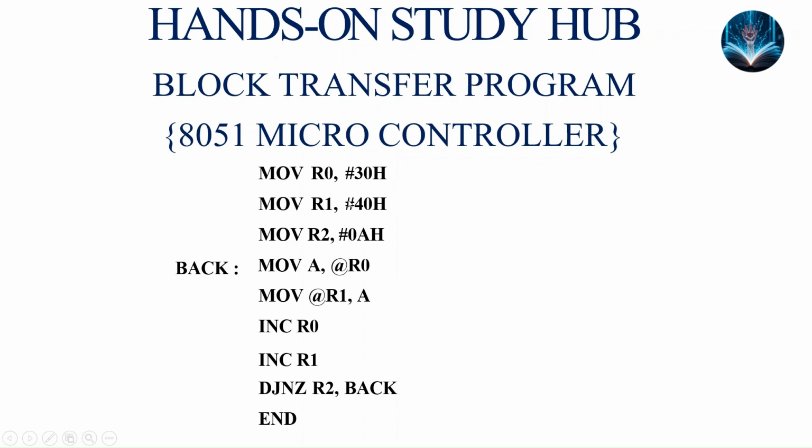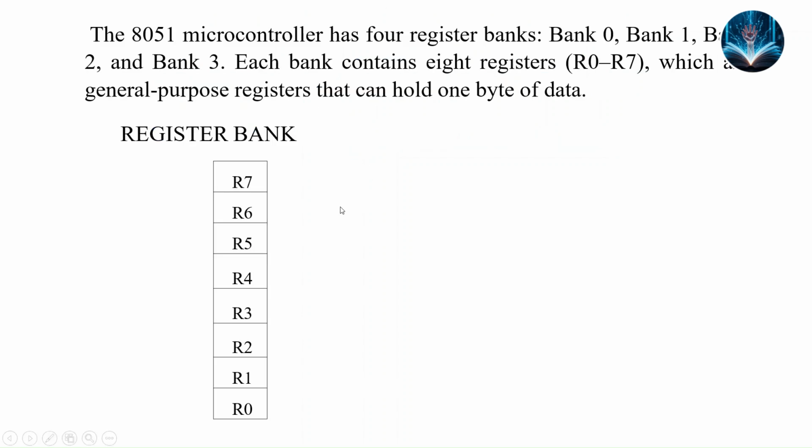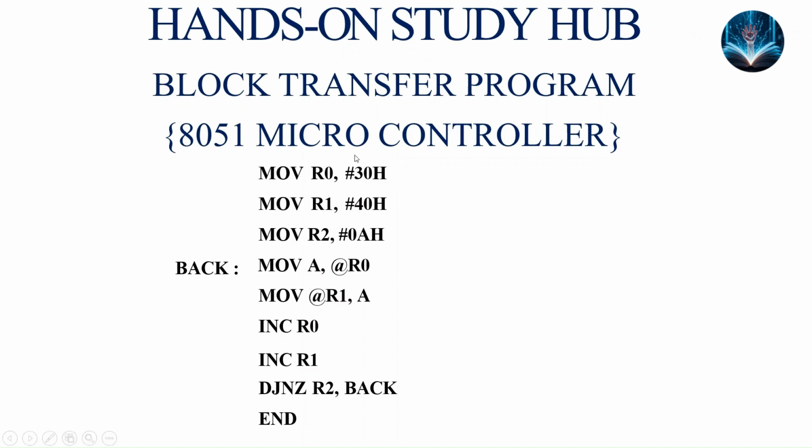The main aim of block transfer is copying data. It can be an array, buffer, etc. So we copy the data from the source address to the destination address. Here the source address is in the R0 register and the destination address is in the R1 register. So next, MOV R2, #0AH. Here R2 is a counter register.